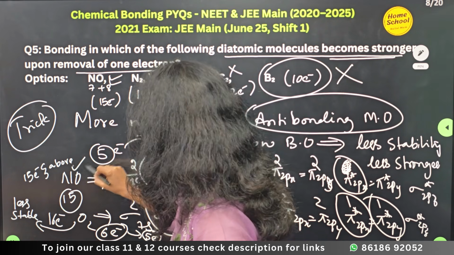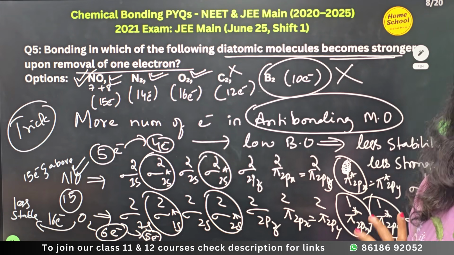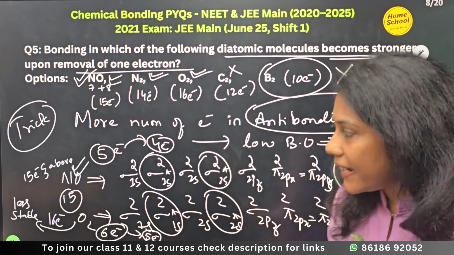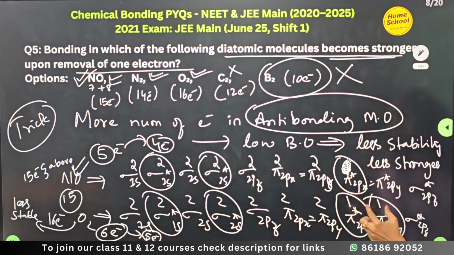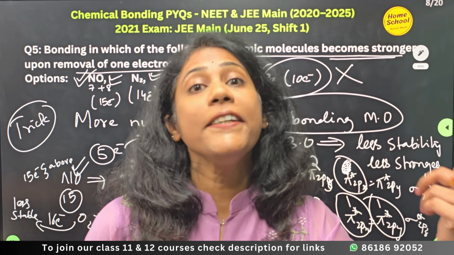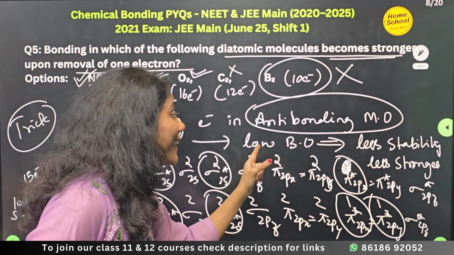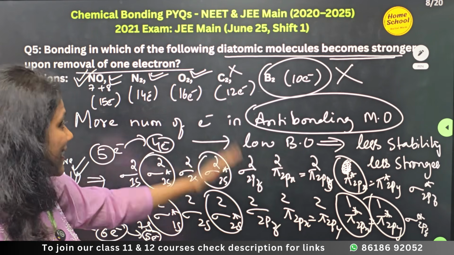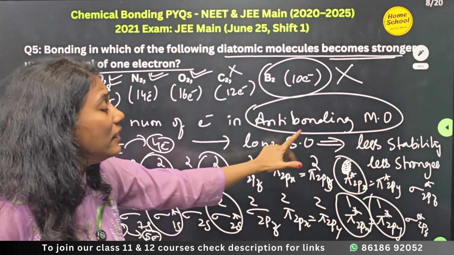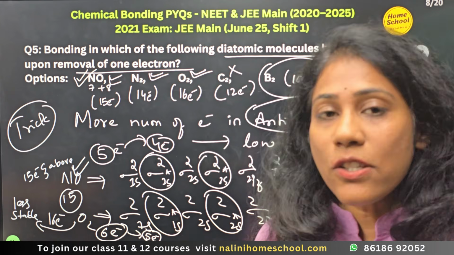It is NO. In fact, removal of electrons from anti-bonding gives stability to a molecule. I repeat once again, removal of electrons from anti-bonding orbital gives stability to a molecule. Why does it give stability? Because it increases bond order, isn't it? The lesser the number of electrons in anti-bonding molecular orbitals, the more the bond order. The more the bond order, the more the stability. That is the concept, guys.